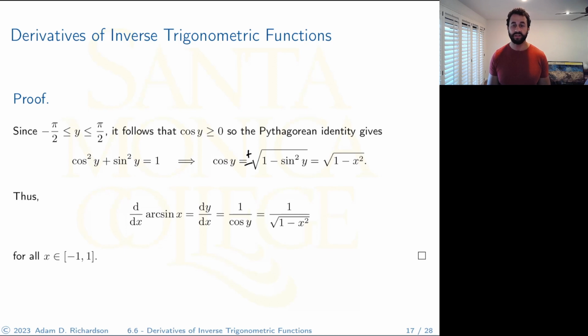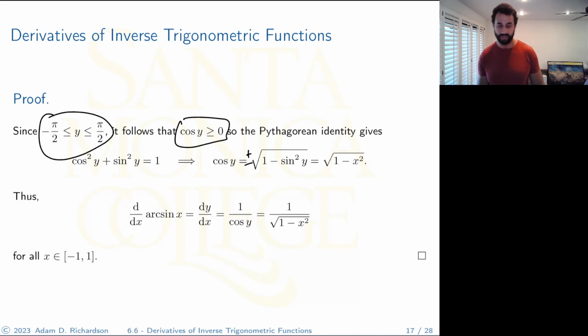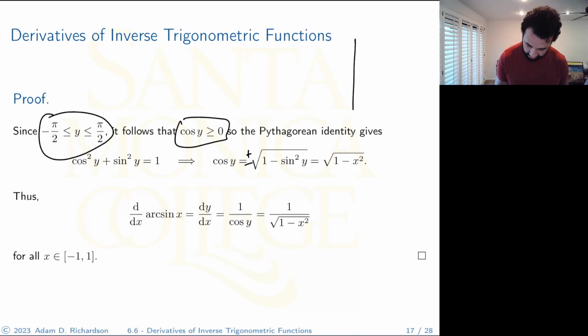But I was able to eliminate the negative case specifically because cosine of y is greater than or equal to 0 on this interval. So we don't need the negative result. Let me draw a picture.